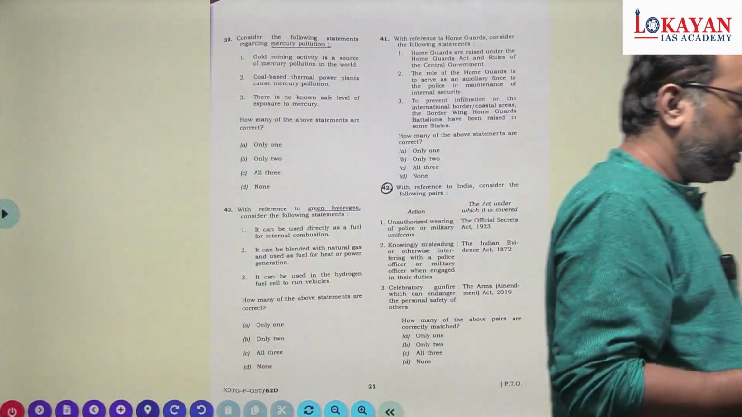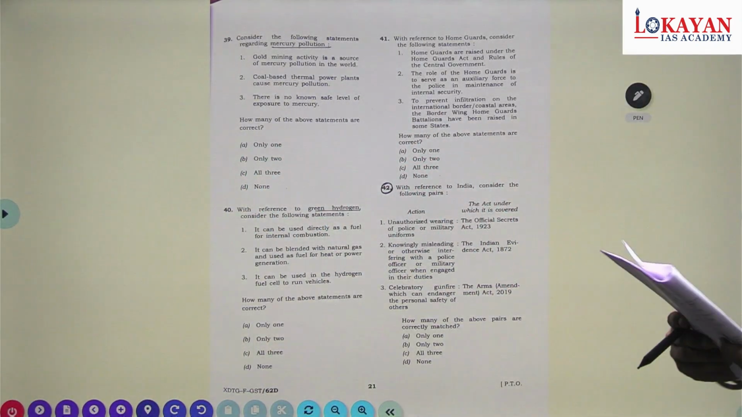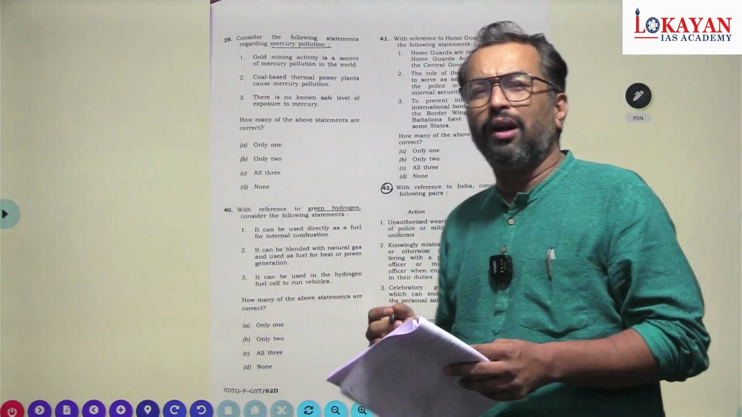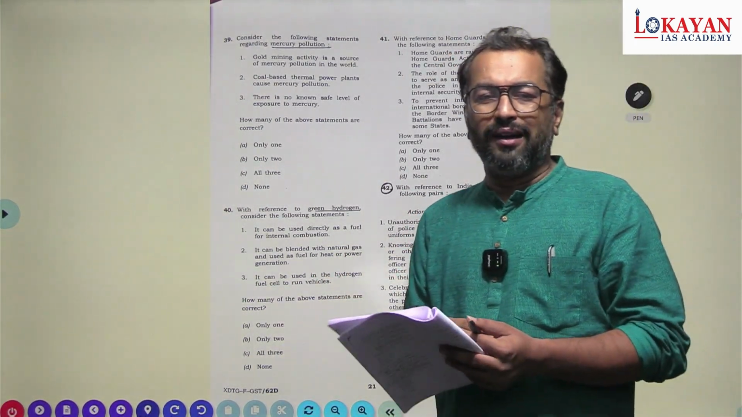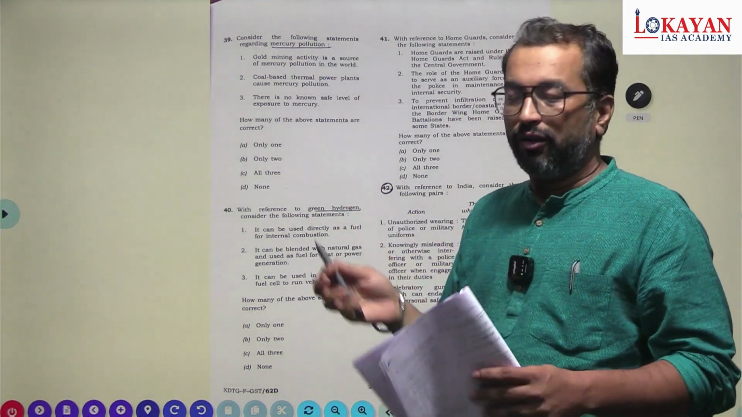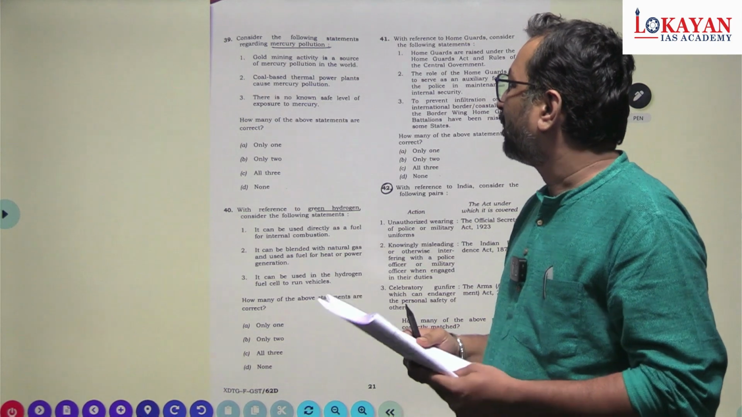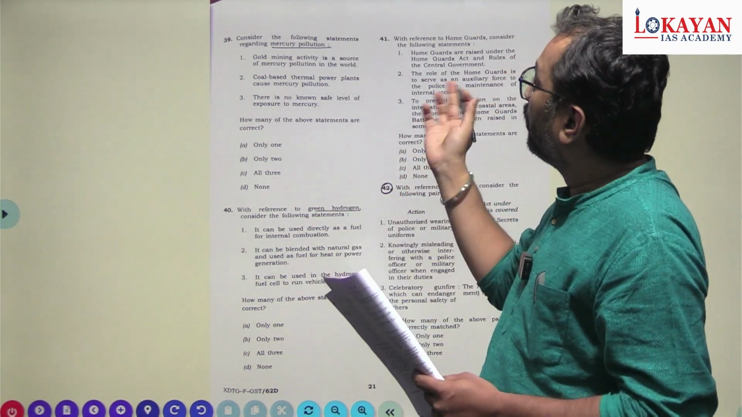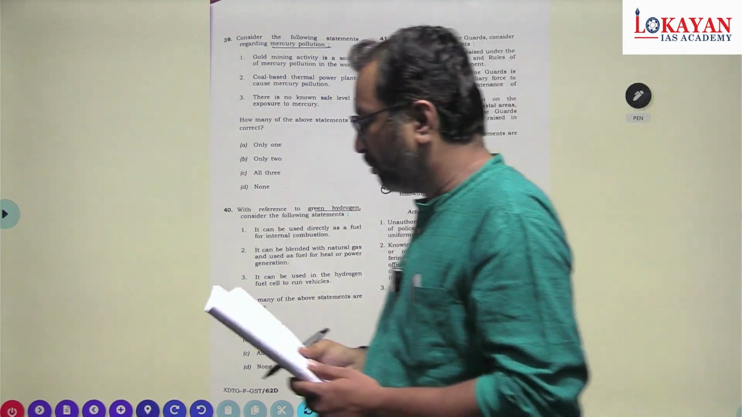Question number 39. Consider the following statements regarding mercury pollution. Now there are few overlapping questions also. Sometimes you might get confused whether this is from environment or whether this is from science, but that's okay. The thing is, we have to cover those questions. So we are talking about mercury pollution.